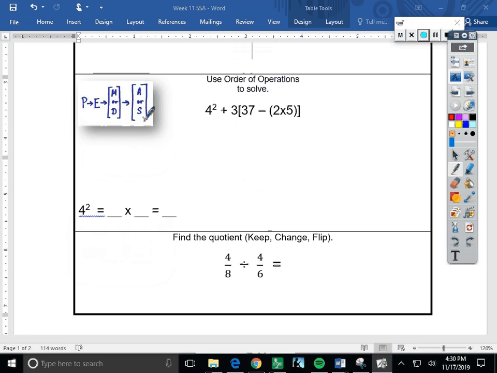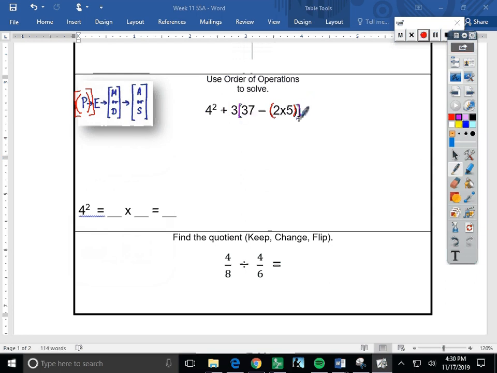The first P tells me to look for any parentheses or grouping symbols. So parentheses are kind of those rounded bars, while brackets might look more like this. Do we have any in this problem? In fact, we do. We have 2 sets. So I notice that there's a set of parentheses sitting here, but outside of those is a set of brackets.